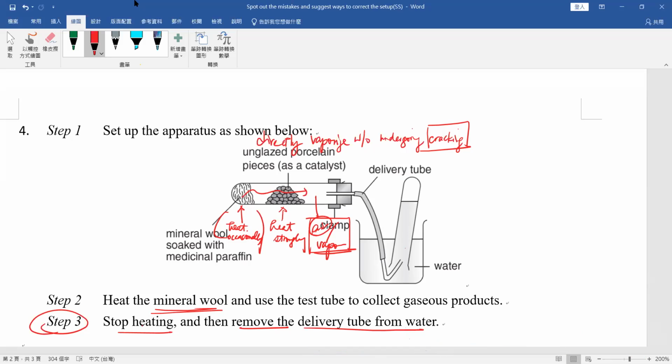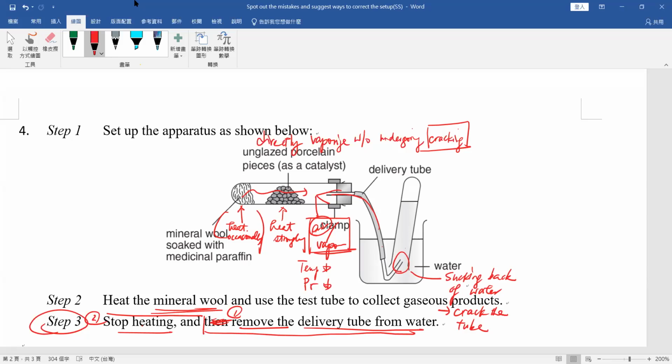So once you remove the heating, what will happen? They will experience the pressure drop inside. So what will happen is to balance the pressure by drawing something inside. It depends on the end of the delivery tube. If it still touches water, water will come inside the hot glass surface and it will crack the tube. So we will call this phenomenon sucking back of water. They will crack the tube, really crack the tube instead of doing the cracking reaction. Okay, this is the first part. And so the way to do that procedure is to remove the delivery tube from water first and then stop heating.